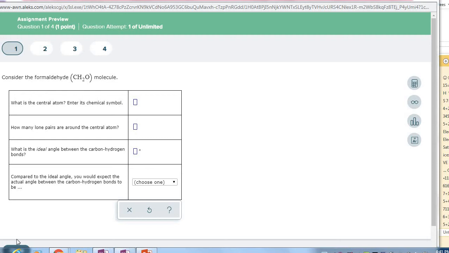Alright, let's talk about VSEPR theory and ALEX and talk about some bond angles. And so we'll see questions like this where we'll consider the formaldehyde molecule, and in the last questions, the central atom, how many lone pairs, what is the ideal angle, and then based upon what we draw in our Lewis dot structures, can we maybe predict differences in bond angles or some deviations in some bond angles.